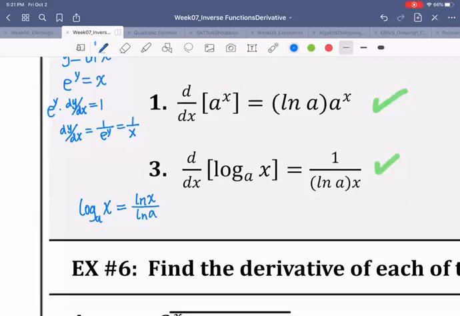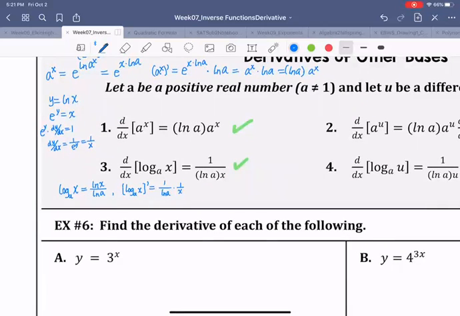And log_a x is going to equal ln x over ln a. That's the base change rule. And then you want to do this guy's derivative. So log_a x, I guess you do the product rule. That's ugly. So it's going to be 1 over ln a, and then times 1 over x. Does that make sense? Yeah.